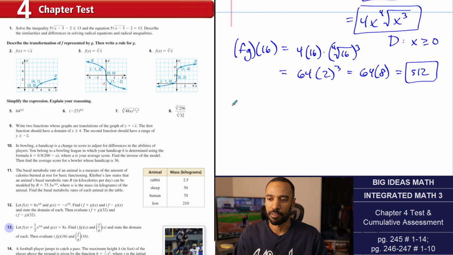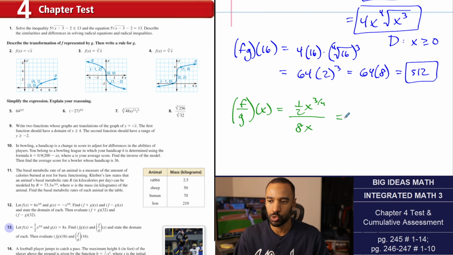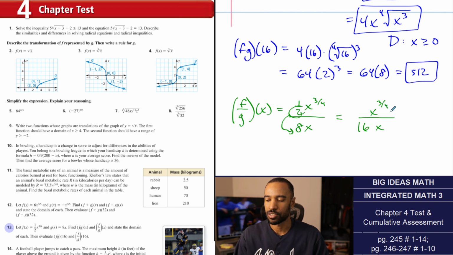Now we'll do f divided by g of x, which is going to be 1/2 x to the 3/4 divided by 8x. I know that looks weird. That means the 2 can go down with the 8. When it says 1/2, it's divided by 2, and also then divided by 8. So that's really 1 over 16. So it's x to the 3/4 over 16x.